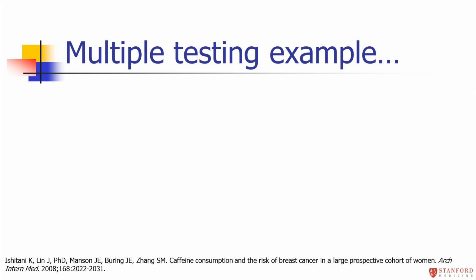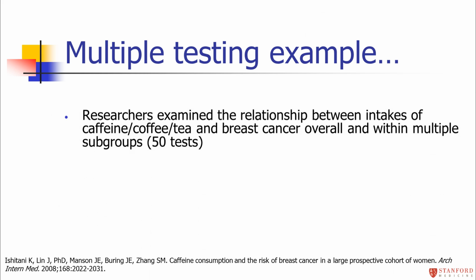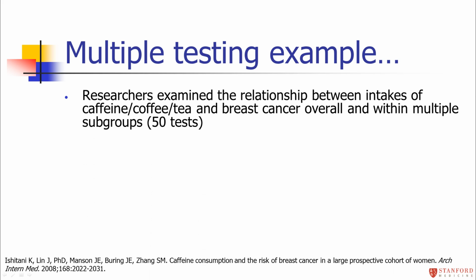Let me give you another multiple testing example from the medical literature, just to show you a real example where I think probably what's going on are chance findings. So this was a study. Researchers were looking at whether or not caffeine and coffee drinking and tea drinking influences your risk of breast cancer. There's been some thought in the past that drinking caffeinated coffee and a lot of caffeine might increase your risk of breast cancer. So they did a very thorough study.